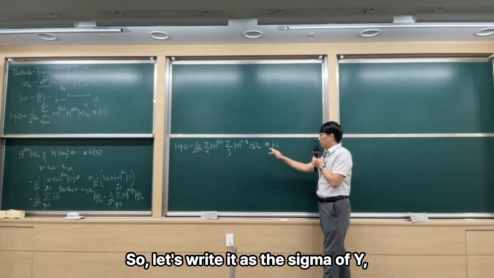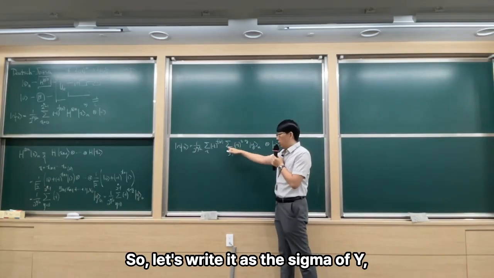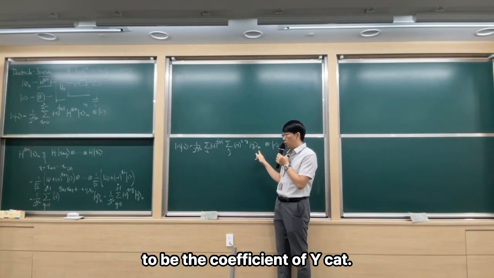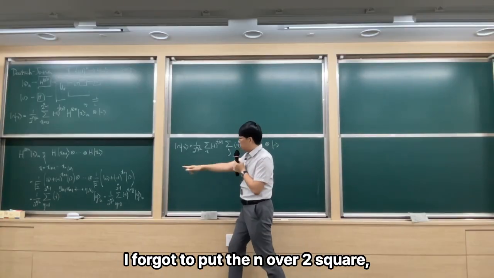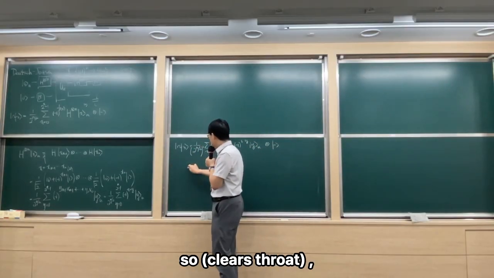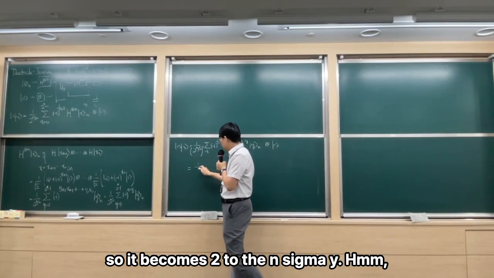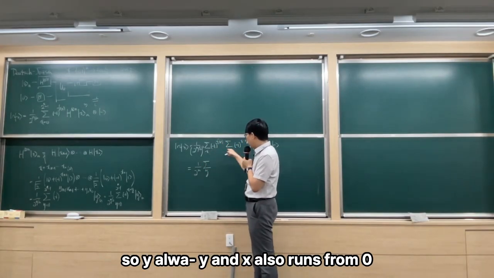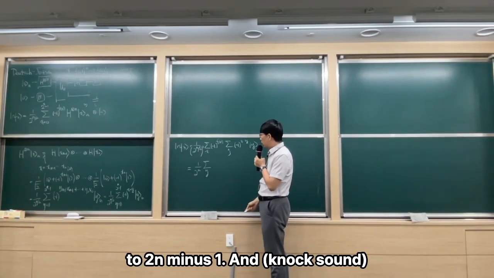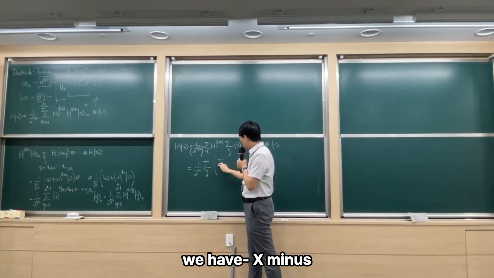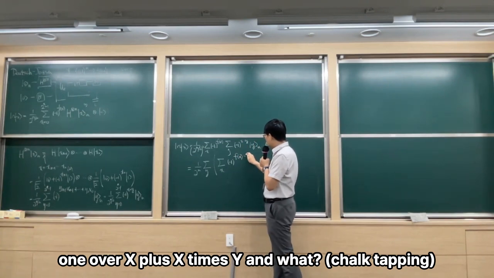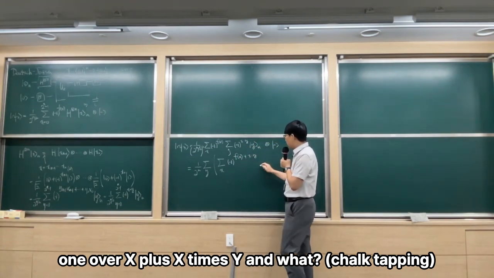Okay, so let's write it as the sum over y, and make everything else the coefficient of ket y. I forgot to put the n over 2 squared, so it becomes 1 over 2 to the n, sum over y. So y and x also run from 0 to 2 to the n minus 1. And we have the sum over x of minus 1 to the f of x plus x times y.